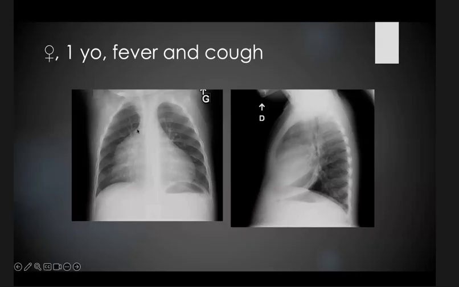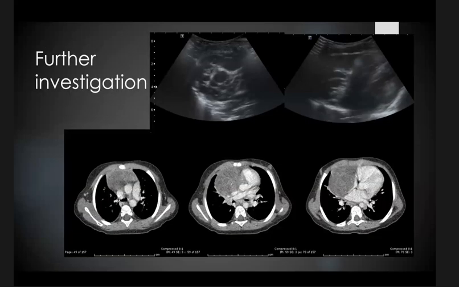We thought that the right part here of the mediastinum was enlarged, mainly in the anterior and maybe middle part of the mediastinum. We were not convinced that it was a pneumonia. So the kid had a further investigation with an ultrasound and with a chest CT.